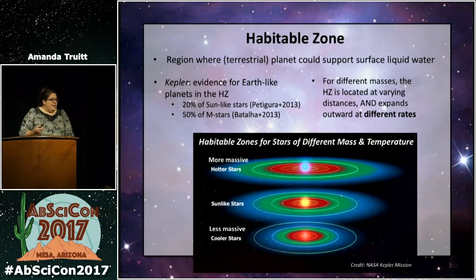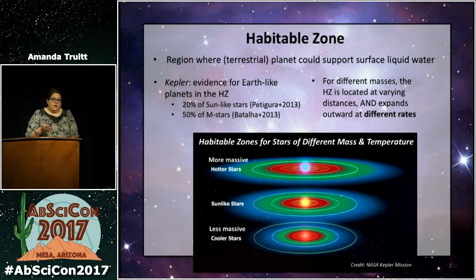I know I don't need to belabor the point that habitable zones are complicated concepts, but I just want to emphasize that for the context of this work, we're approaching habitability or the habitable zone from the astrophysical perspective, in terms of how stars of different mass and temperature have different habitable zones. I also want to make the point that for different mass stars, not only are the distances of the habitable zones variable, but they expand outward at different rates.